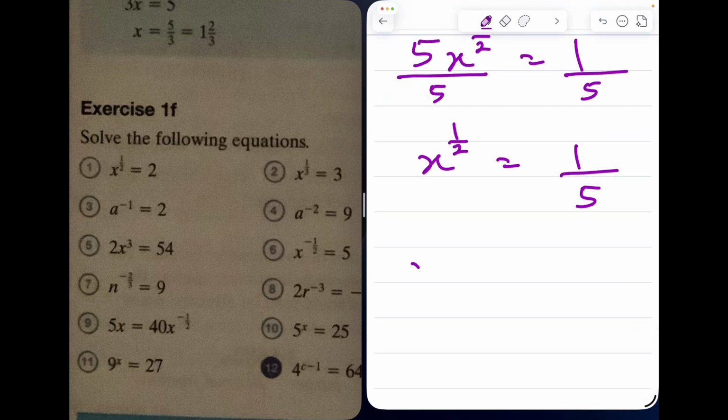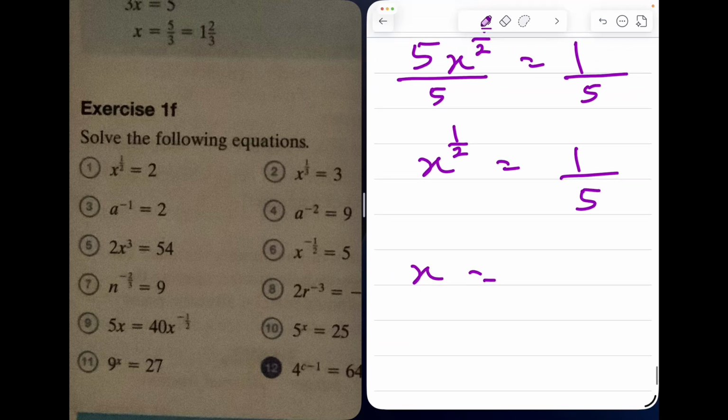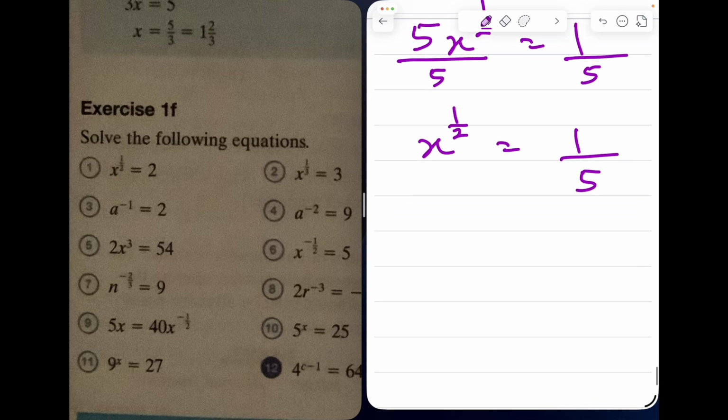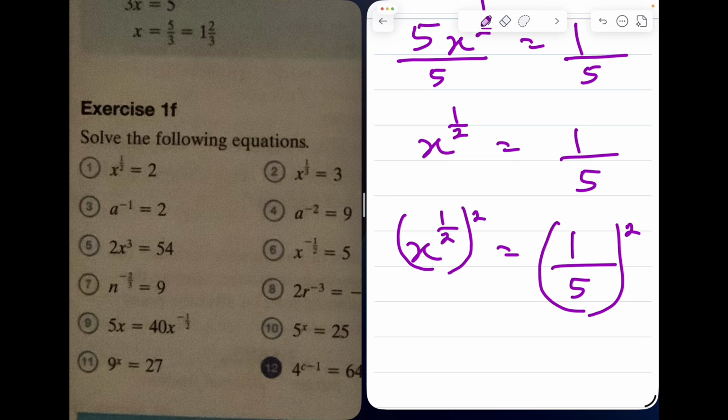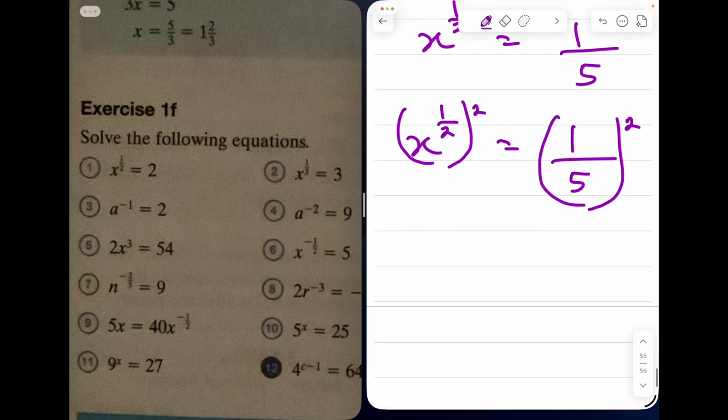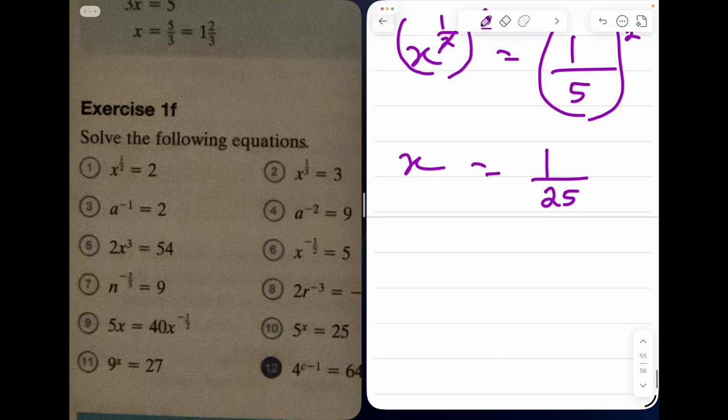Which simply means x is equal to the square. Now the power of x here is 1 over 2. So if I raise both sides to the reciprocal of that power, that means I'm raising both sides to the power 2. And that means 1 over 5 raised to power 2. Which simply means 2 here 1, 2 here 1. That simply means x is equal to, the square of 1 is 1, the square of 5 is 25. x is equal to 1 over 25.